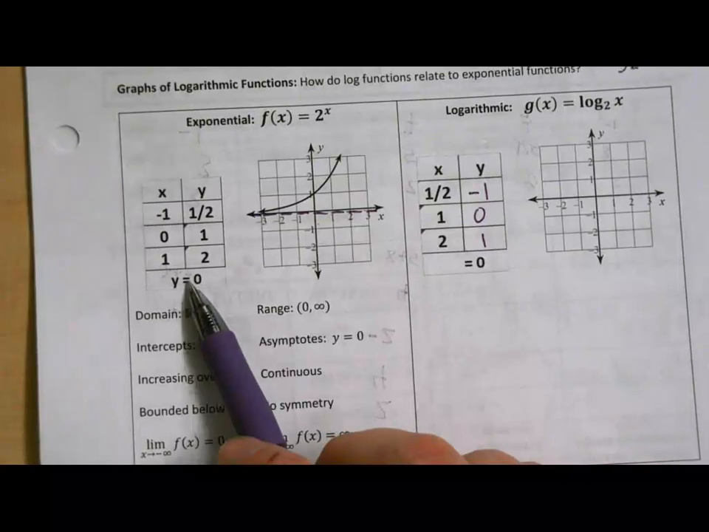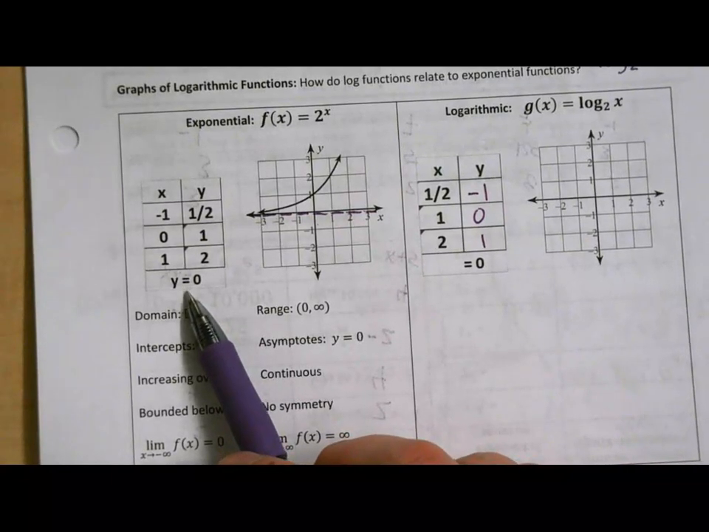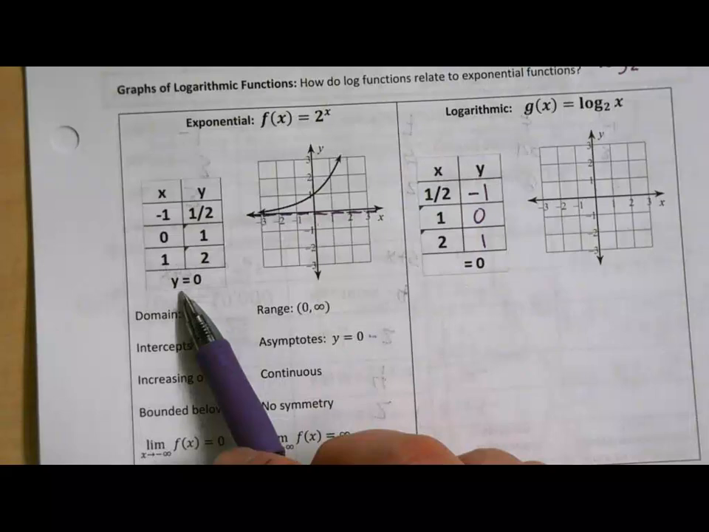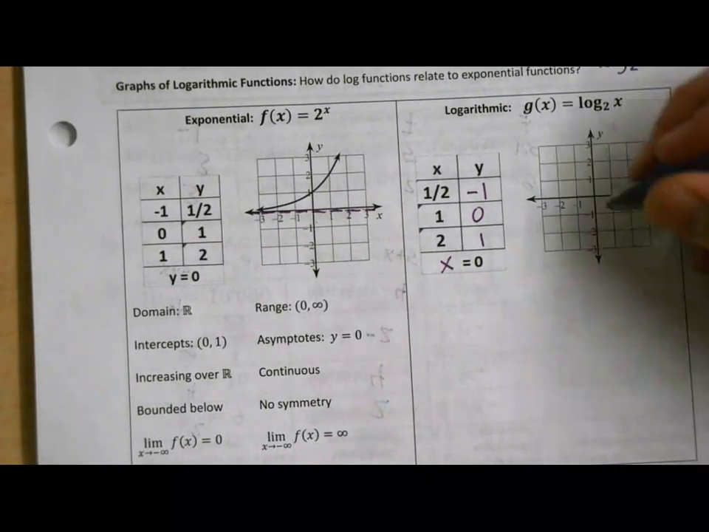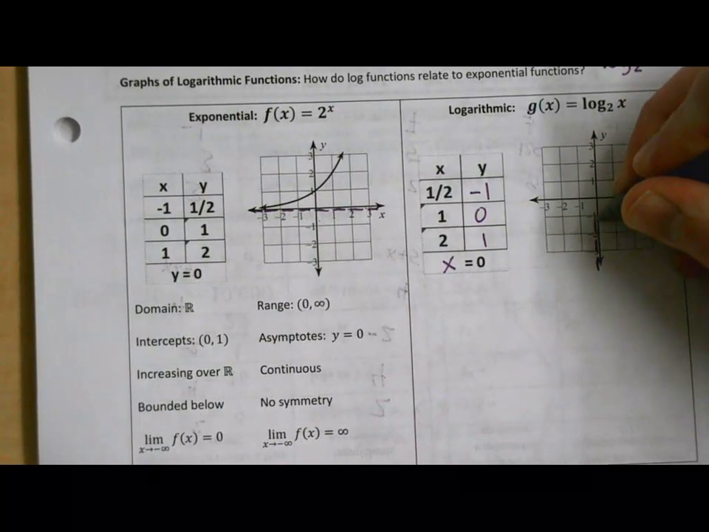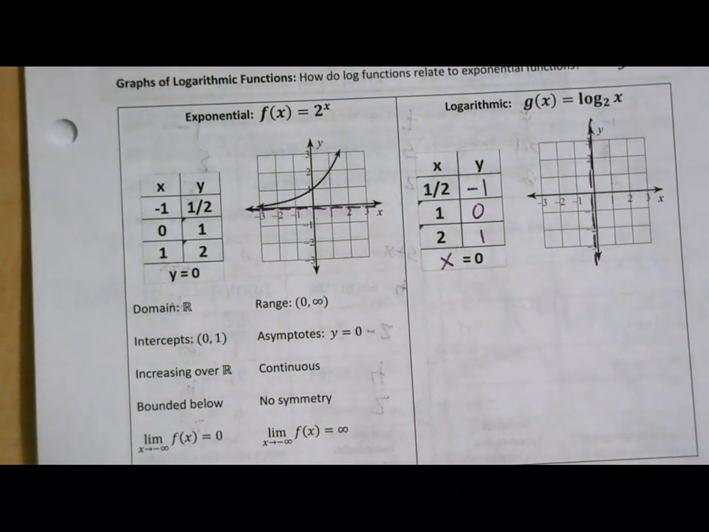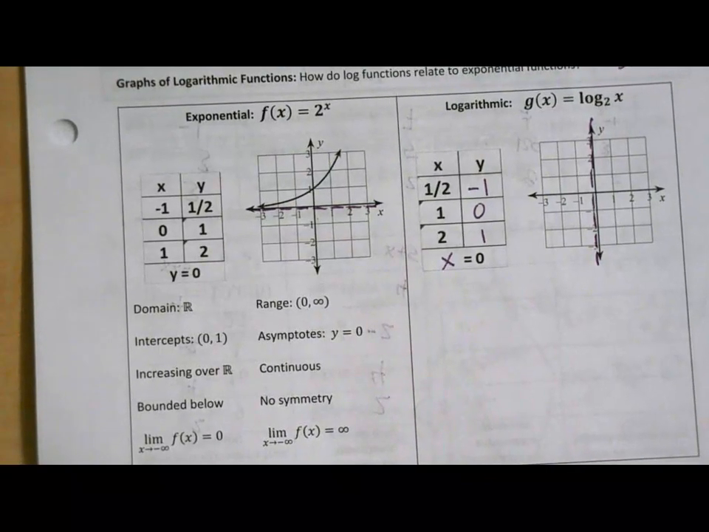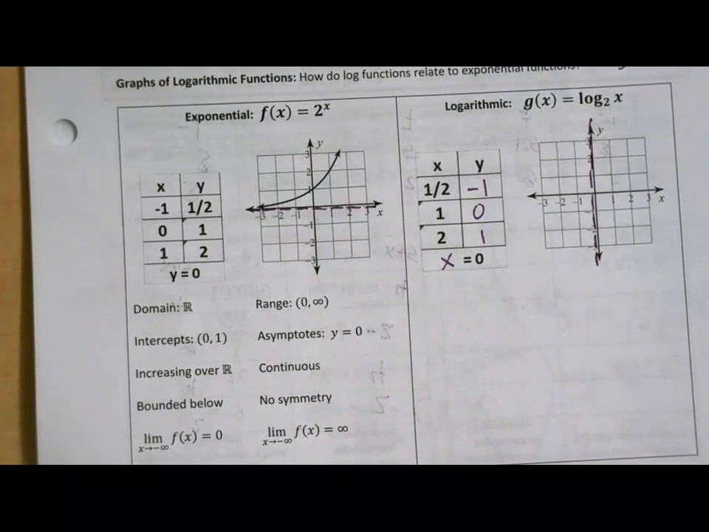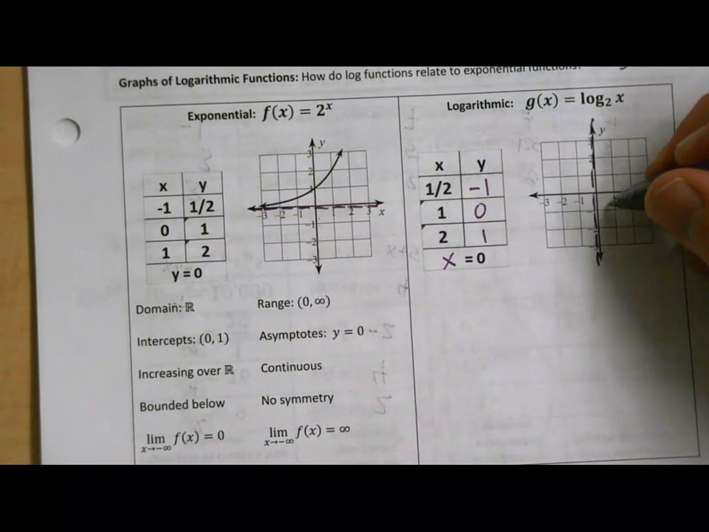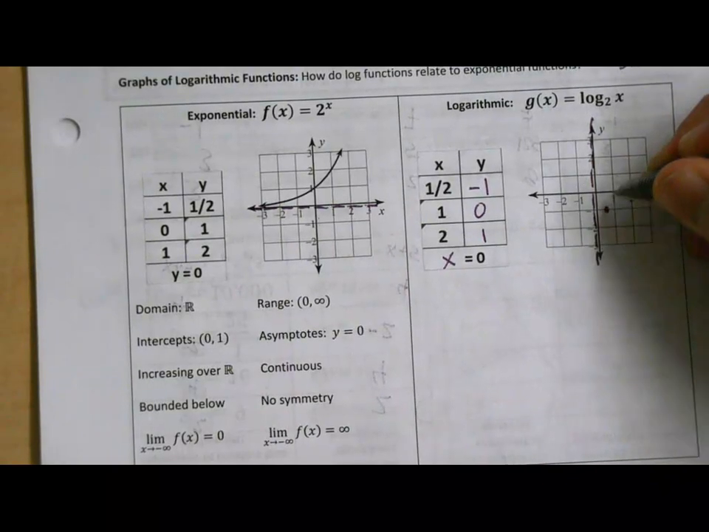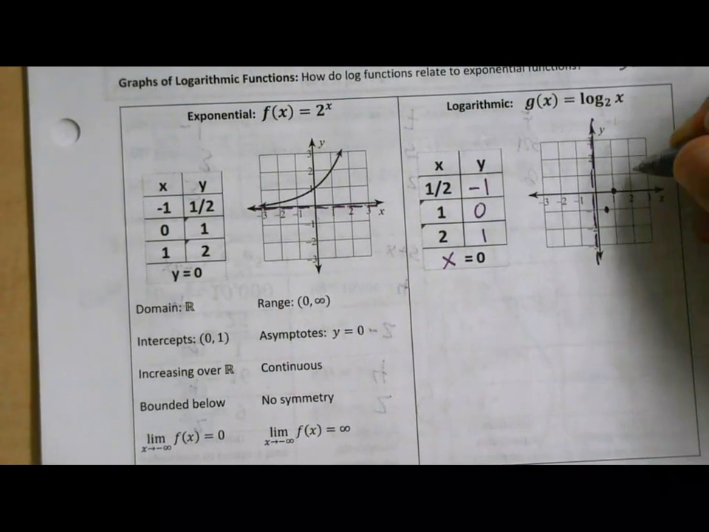And my asymptote y equals 0 is no longer going to be y equals 0. It's now going to be x equals 0. So logarithmic functions actually have a vertical asymptote at x equals 0. And if we plot those points, we're going to see what the graph looks like.